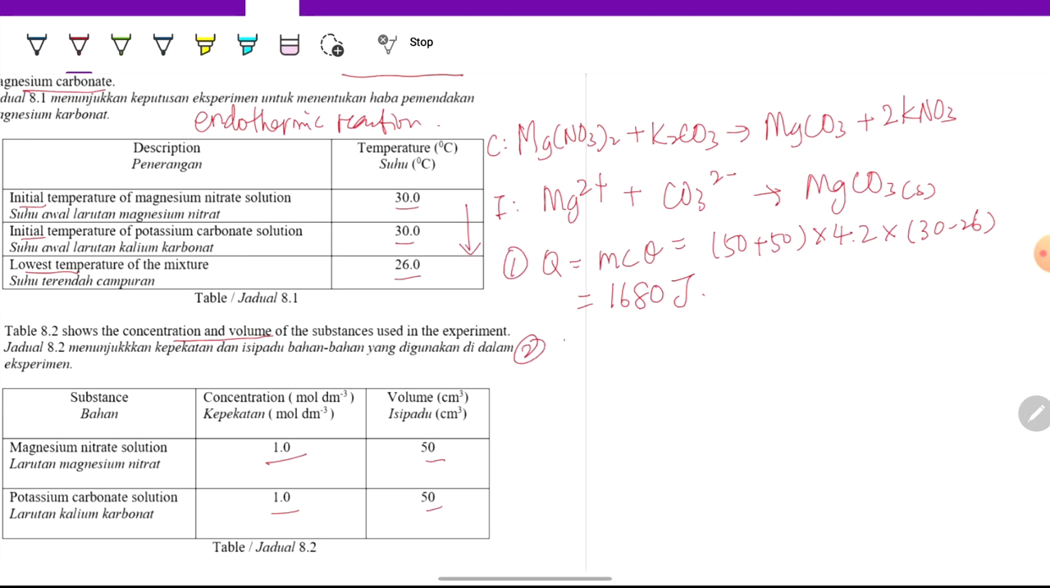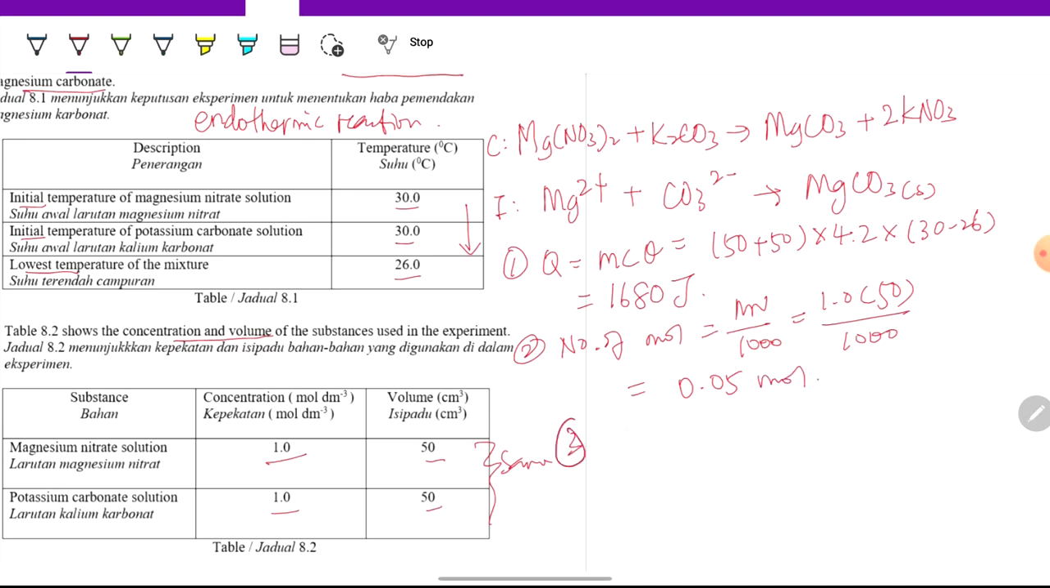Number two, you need to find the number of mole. You can calculate this number of mole using either one because they are the same, so you can choose any one. We use MV over 1000. M is 1, V is 50 over 1000. So you will get 0.05, right? 0.05 mole.